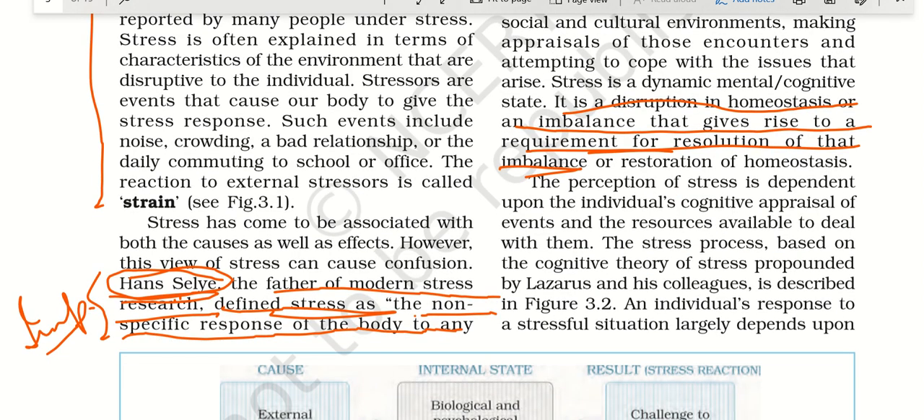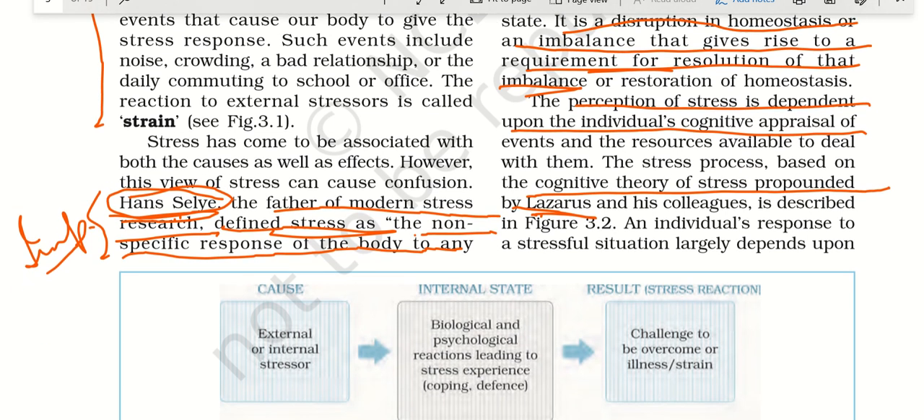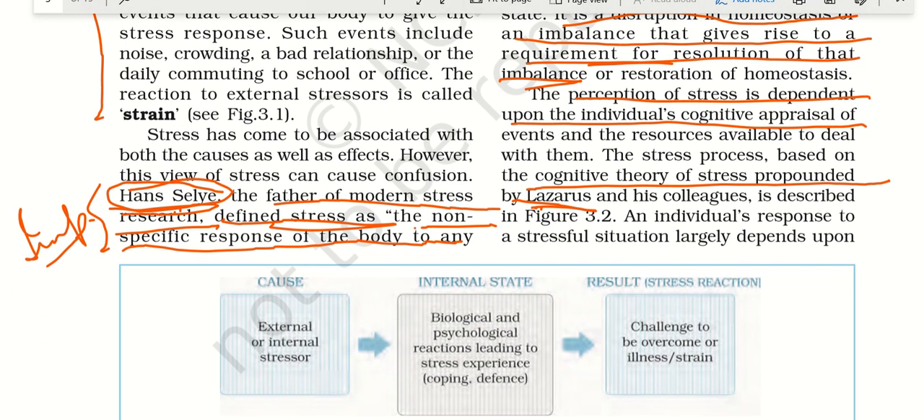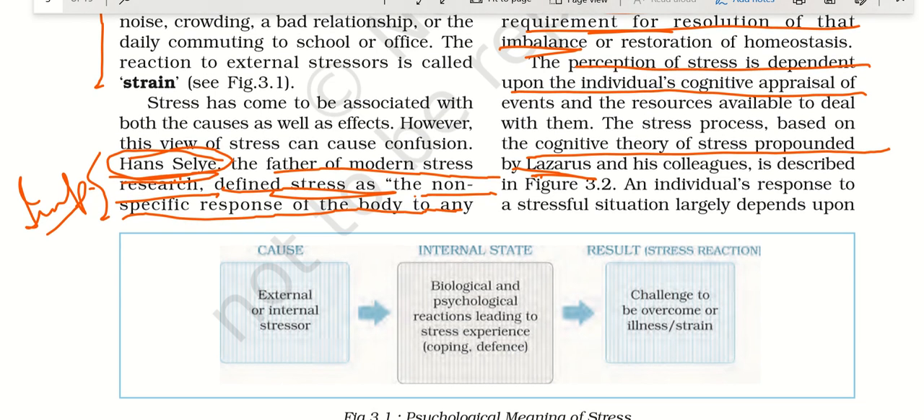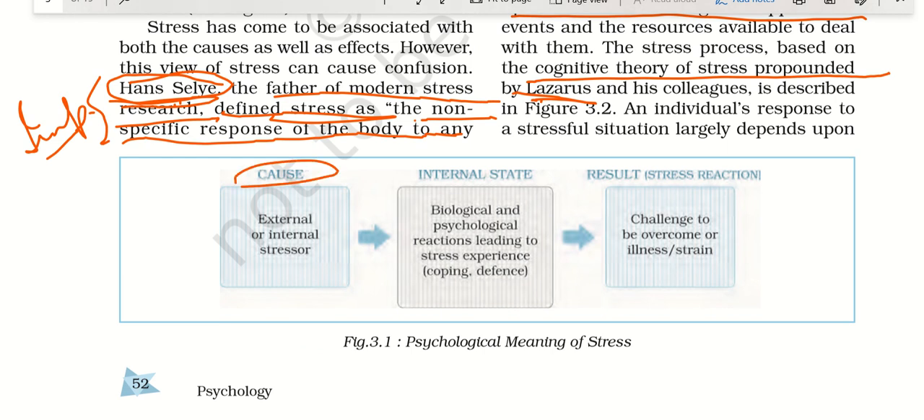Then we have the perception of stress, which is dependent upon the individual's cognitive appraisal of events and the resources available to deal with them. It depends on how the person is perceiving stress at the moment, and on the situation, and what other resources are available to that person to cope with stress. Now we have a cognitive theory of stress propounded by Lazarus and his colleagues. We'll see what he has described in figure 3.2, which is on the next page. But before that, we'll read about the causes.